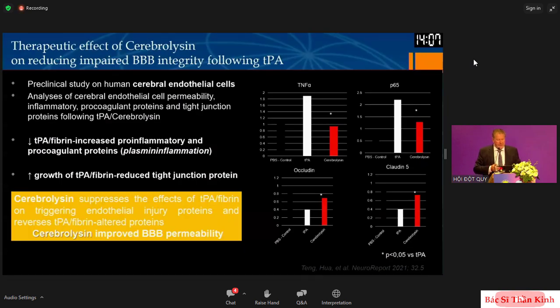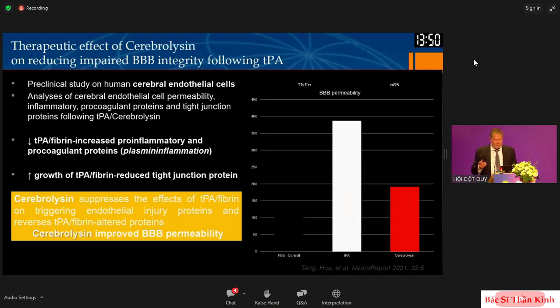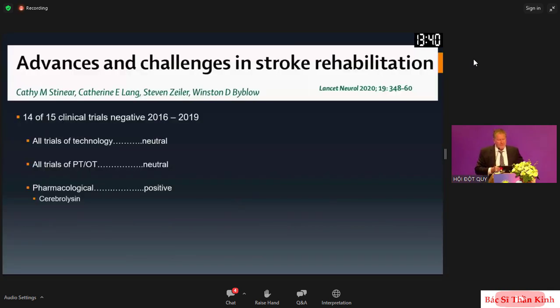So in the preclinical study, it actually helps with endothelial cell function and can protect the reperfusion period from increasing extravasation of blood products and reducing the chance of symptomatic hemorrhage. And so here is an example of reduction of blood-brain barrier permeability in the animal models.